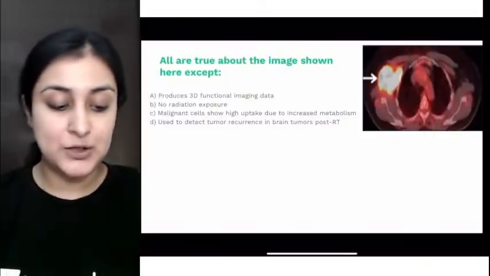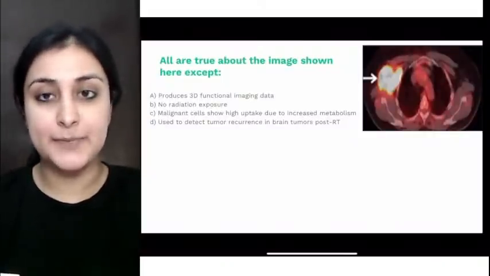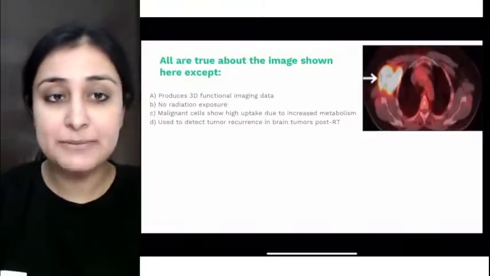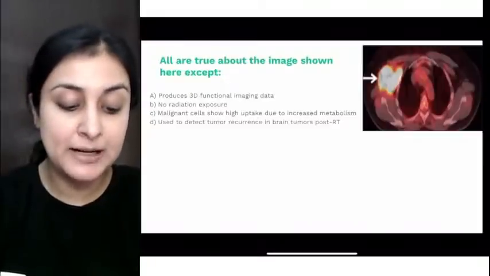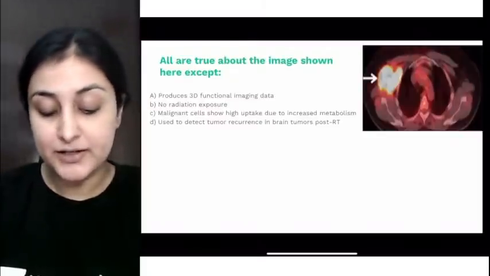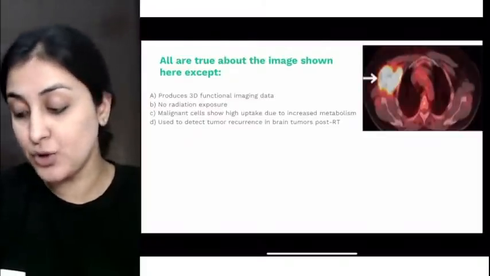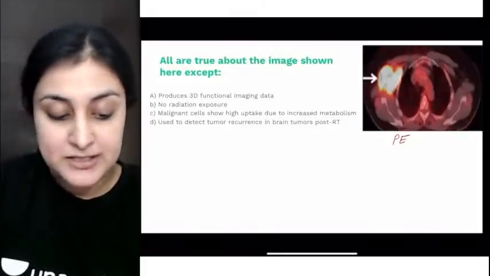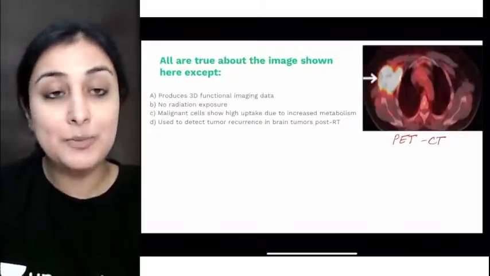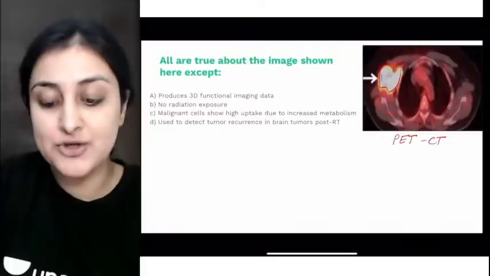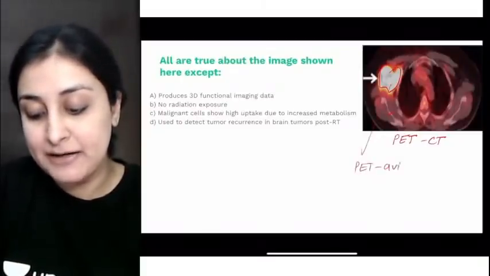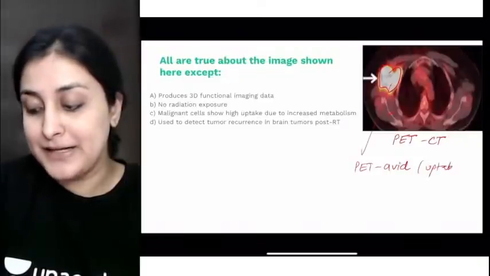तो ये देखो MCQ: all are true about the image shown here except, what is this image? Has to be PET. Produces 3D functional imaging data, no radiation exposure, malignant cells show high uptake due to increased metabolism, used to detect tumor recurrence in brain tumors post radiotherapy. So which of these is true, I mean false about PET CT? First of all, how to identify PET CT? Background में bones will be white, CT, and then you see orange stuff. Orange stuff is where you have PET uptake. तो इसको बोलते हैं PET avid or showing PET uptake, right?